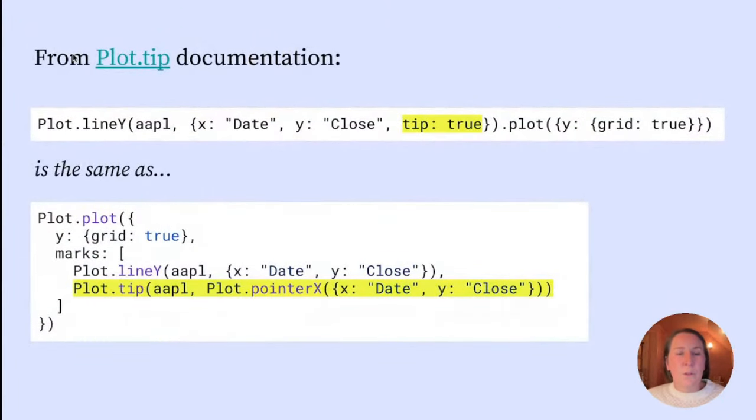So one thing that I think is useful to point out, especially now that we've seen the pointer transform, is that what tip true is actually doing under the hood is a combination of the tip mark, and that's what's adding that nice text bubble and some of the auto formatting that's within those tooltips that we can add automatically. That's actually a tip mark combined with a pointer transform. So that's what makes it only show up as you're hovering over the closest value, the pointer transform. And then the tip is what's actually making it appear in that nice formatting that we see. So this gives you a way to have a little bit more control over the combinations of tip and pointer, for example. But we can also see from this that you don't have to have plot tip used in combination with a pointer transform. You can use it on its own, but then it's not going to have that interactive hover behavior.